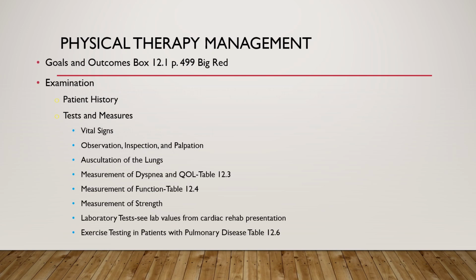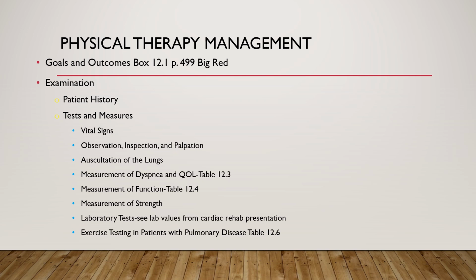Looking at physical therapy management, their goals and outcomes you can look at on page 499. Overall examination, again, obviously this is going to be initiated by the physical therapist on the initial evaluation, but they are things that you as the PTA need to be familiar with in order to be able to follow up for reassessment, discharge, and just even overall monitoring of your patient. So vital signs are going to be big, with our O2 sats being our primary vital sign for pulmonary rehab because oxygen saturation is a huge component to why we care about how a patient is breathing.